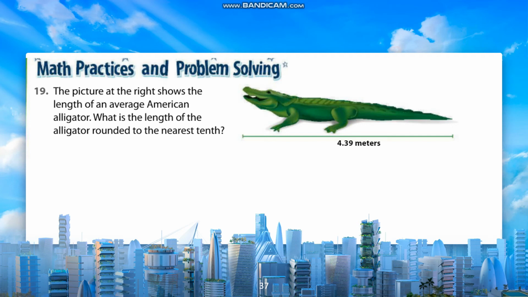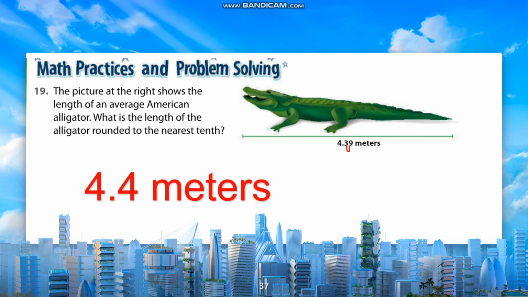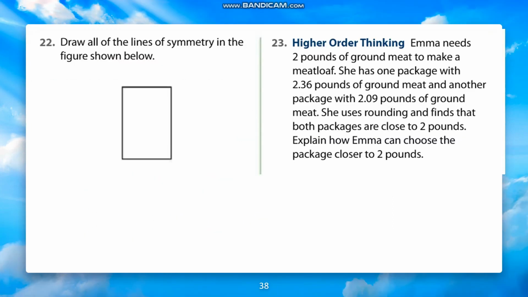So the tenths place is 3, and 3 is followed by 9, so that is more than 5. So we need to add 1 more to 3. If we add 1 more to 3, 3 becomes 4. So the answer is 4 and 4 tenths meters. Question number 22. Draw all of the lines of symmetry in the figure shown below. So how many lines of symmetry? This figure has only 2 lines of symmetry.